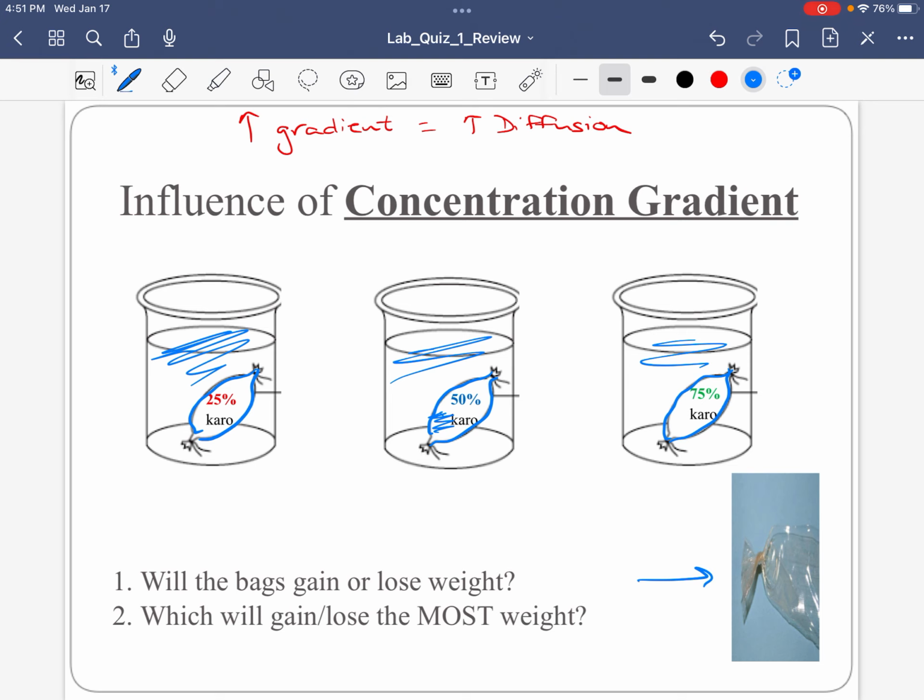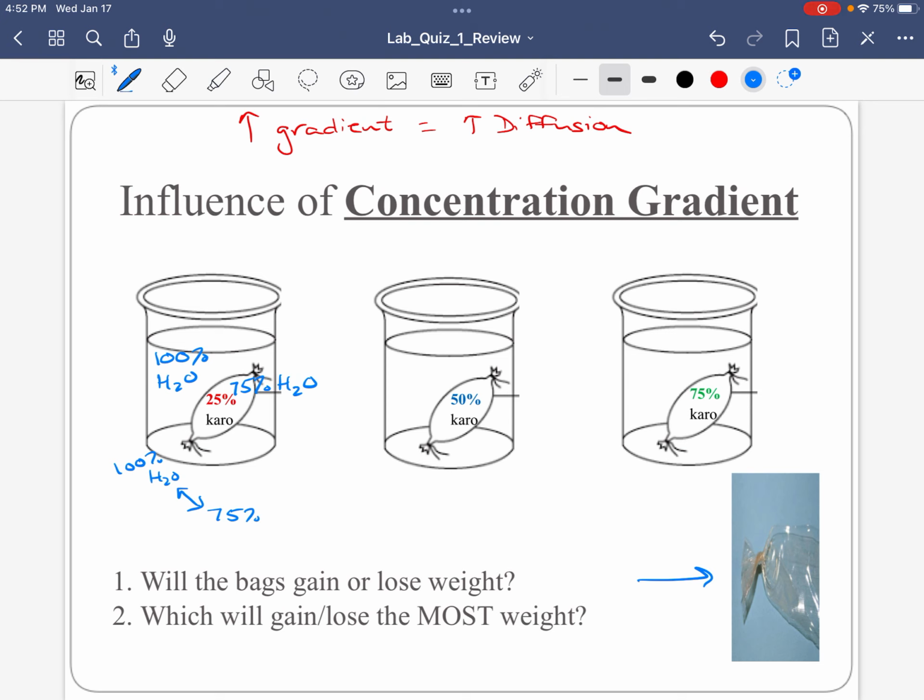If we think about this, let's think about the concentration gradient. So let's look at the first one. Inside the bag is 25% Karo. If the bag is 25% Karo, the rest of the fluid in that bag is 75% water. The outside, the beaker, is all water. So here we have a gradient of 75% water to 100% water.